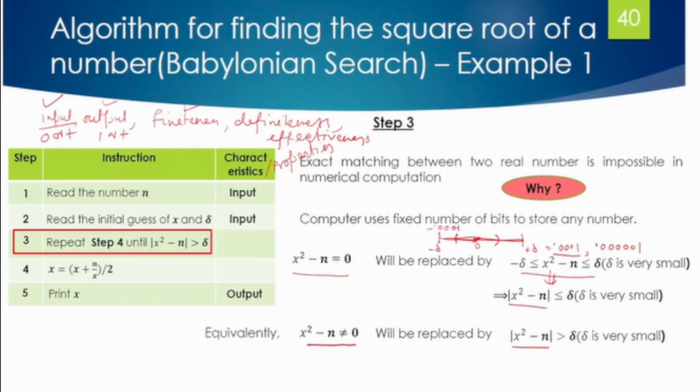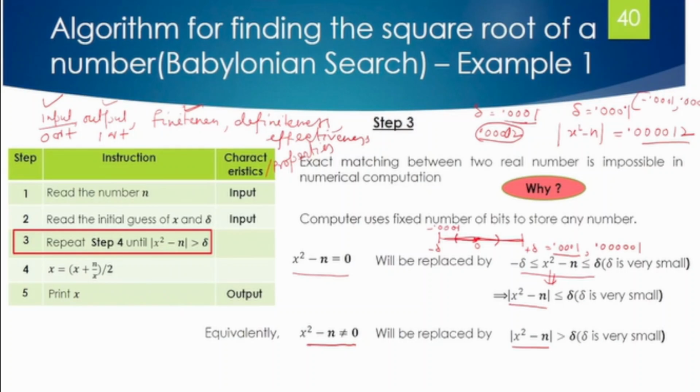Then the finiteness property. What is the finiteness property? Earlier it was infinite, but because of applying this delta, the program must now terminate. Let's say we have chosen delta equal to 0.0001, and the modulus value of x square minus n that we receive is 0.000012. What does it mean? This value is in between minus 0.0001 and 0.0001, in this closed interval. So we can treat it as zero. It is so close to zero that we will call it zero.